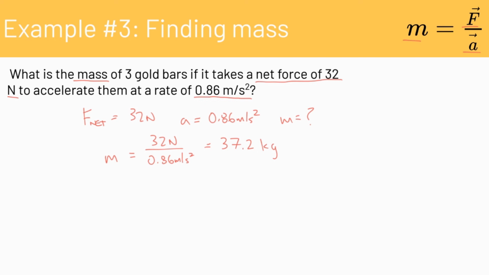Now again, let's do some dimensional analysis here. We have newtons on top of the fraction, so those are kilograms meters per second squared. And on the bottom, we have acceleration, which is meters per second squared. So our meters per second squared divide out, and we're just left with kilograms, which is the units for mass.